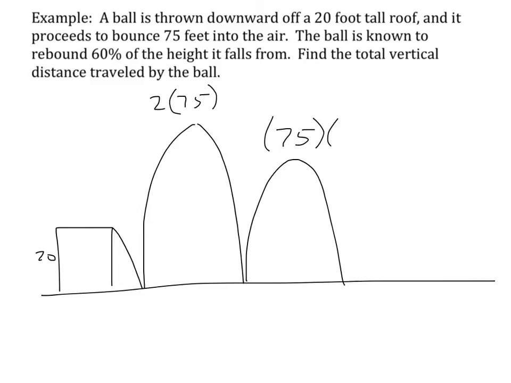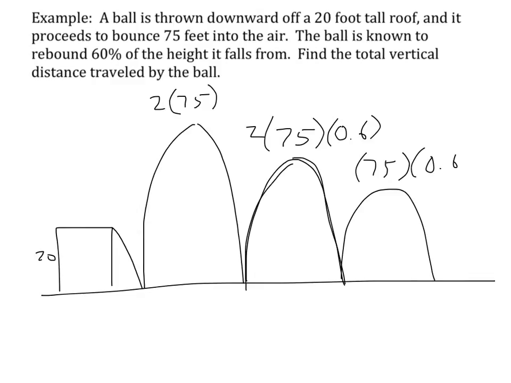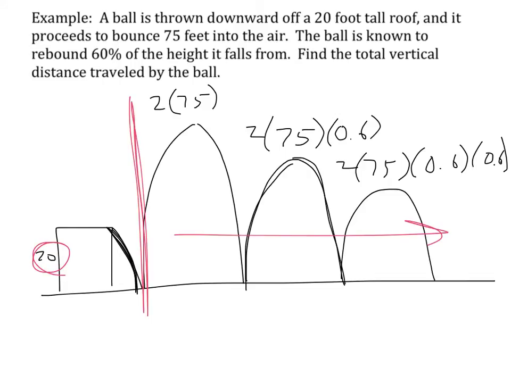Times it rebounds 60% of its height, so that's 0.6, and we're multiplying by 2 because it's going up and back down. We're going to repeat this process as well, right? It was 75, it rebounded 0.6, and it'll rebound 0.6 of that, and we'll multiply that by 2 as well. Hopefully when we see all these pieces, we can see that there was this initial height of 20 that the ball was thrown downward, and past that point we have this geometric series that's happening. For the geometric series part, our first term is 150, that's this 2 times 75, right? Our common ratio seems to be 0.6, the amount of the rebound that's happening each time, right?